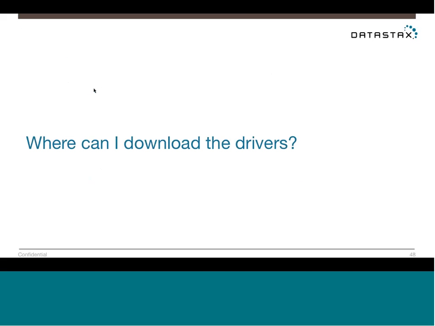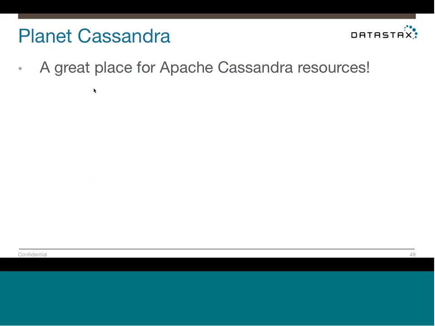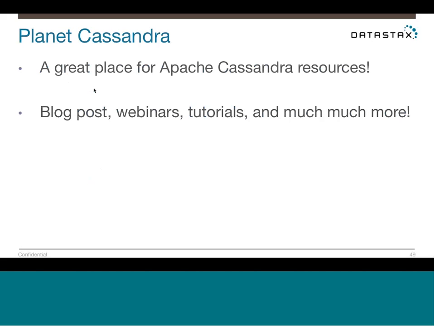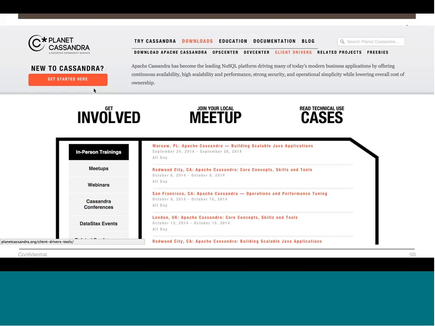So now that you've heard about all these really cool features with the drivers, you may be wondering where you can download them for yourself and give them a test run. Planet Cassandra is a great place for Cassandra resources. You can find all sorts of stuff there like blog posts, webinars, tutorials, and a whole lot more. But it's also a great place for all your driver needs. Once you're on Planet Cassandra, you're going to want to go to the download section and into the client driver section.